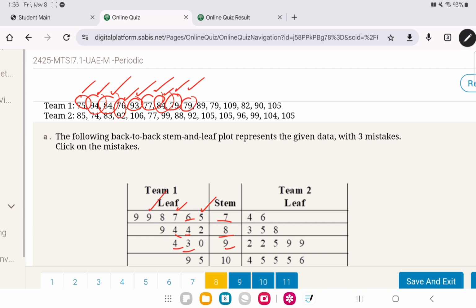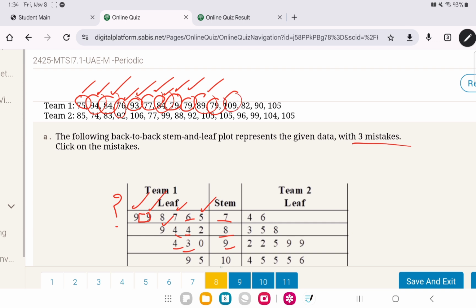Oh, then we have another 79. Then 79 again, so you have 7 and 9 again, also correct. 89, you have 8 and 9, correct. 79, do we have another 79? No, it is incorrect. So our first mistake, because they told us we have 3 mistakes, our first mistake is here, because we have an extra 9 that we didn't put.